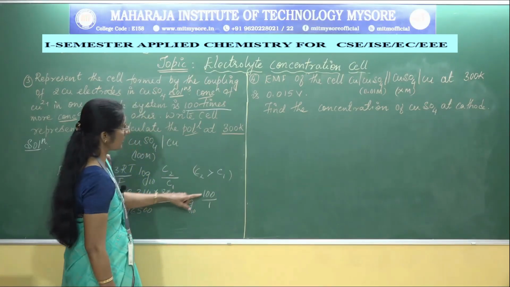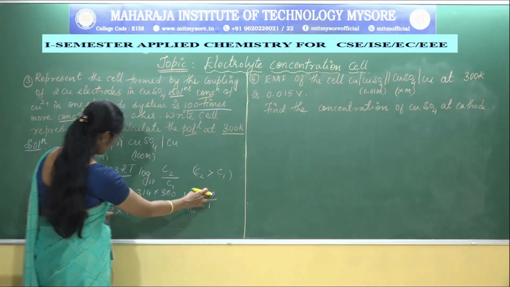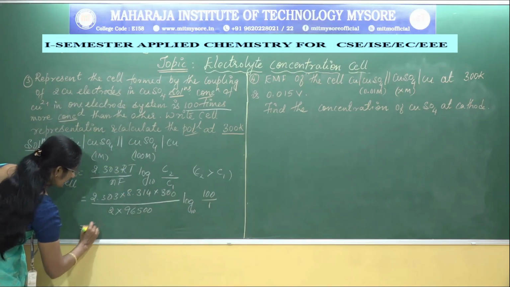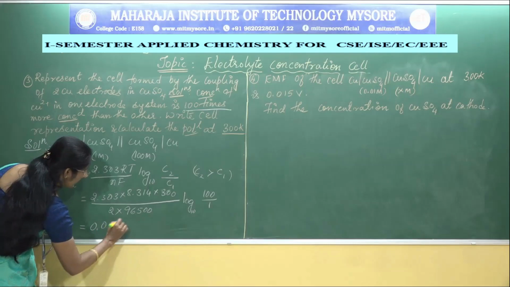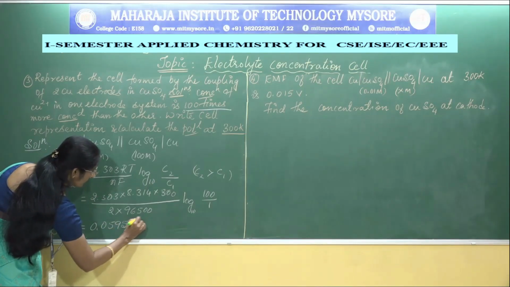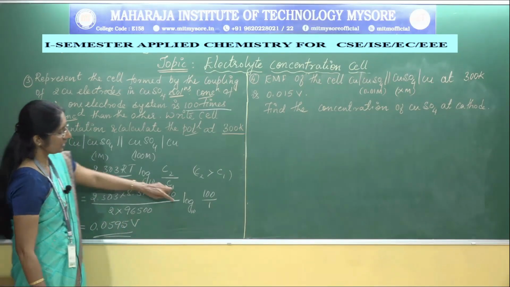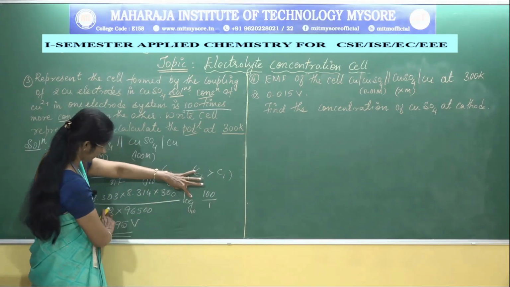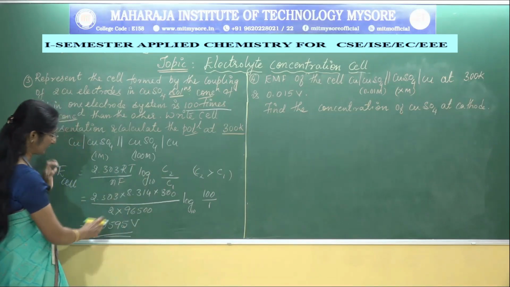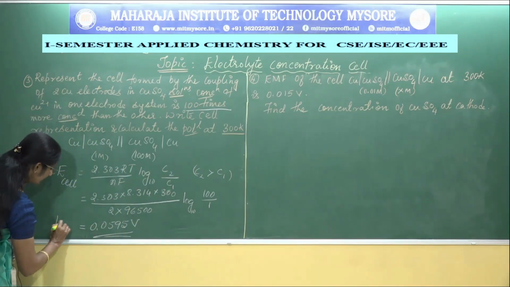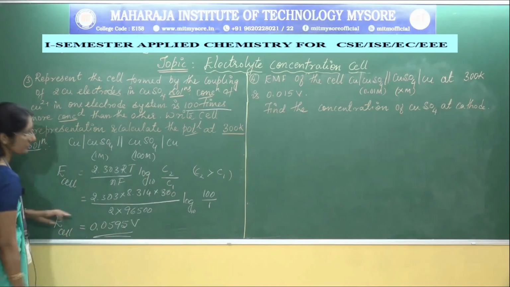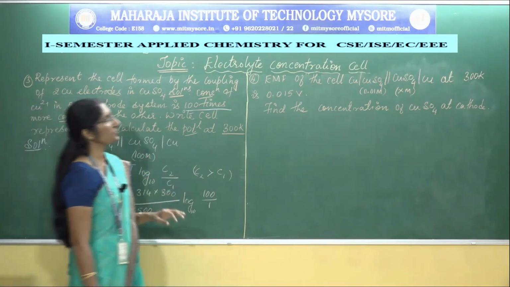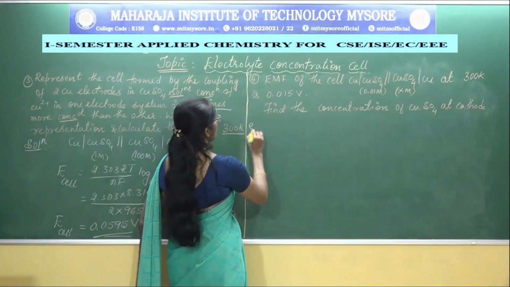So log 100 is nothing but 2, and the 2s get cancelled. So therefore the answer is 0.0595 volt. Is it clear? Log 100 value is nothing but 2, so this 2 and this 2 get cancelled. Then simplify this, and we get the E cell value as 0.0595.